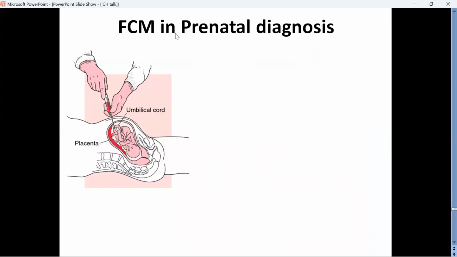Similarly, it also helps in prenatal diagnosis. We have seen some cases where we get the cord blood sample and do a flow cytometry assay. We have done it for cases of LAD, for cases of CGD, and also in a case of SCID, to check whether the cells in the cord blood are functioning or not.